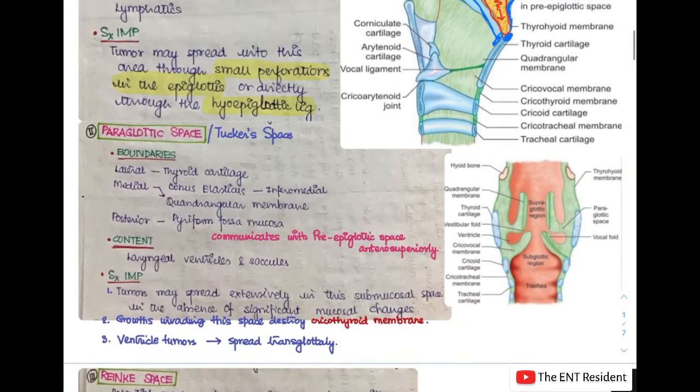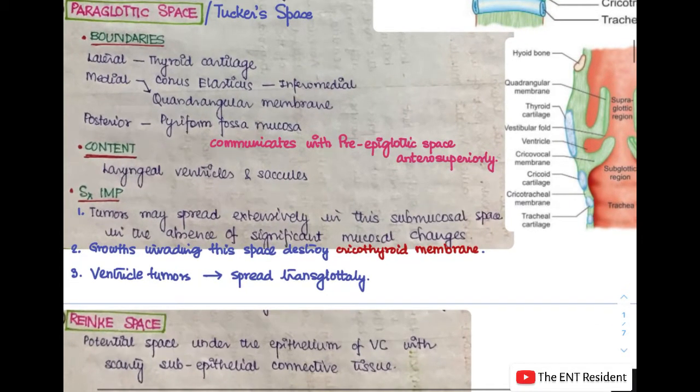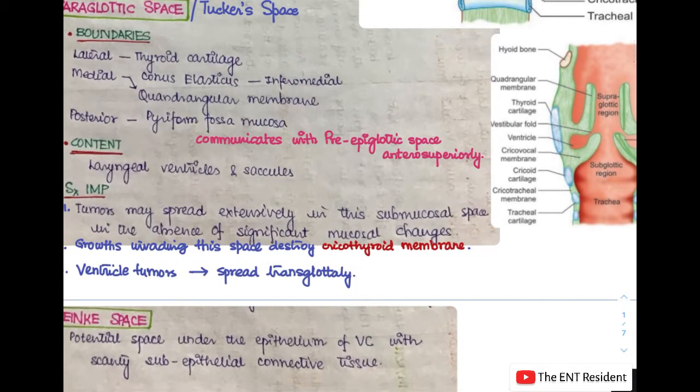Next, let's move on to the second space, which is the paraglottic space, also known as Tucker's space. Now, what are the boundaries of this Tucker's space? Laterally, it is formed by the thyroid cartilages. As you can see here, laterally, the thyroid cartilage is forming the boundary. Medially lies the quadrangular membrane, which is over here, and the conus elasticus. So this is the medial boundary of the paraglottic space.